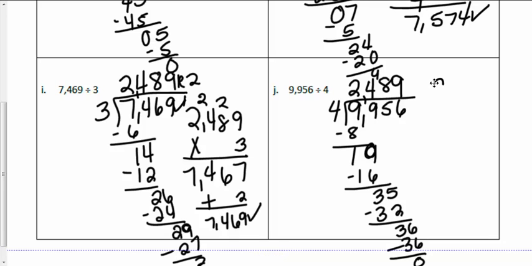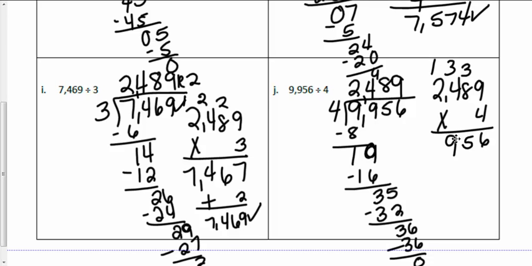Now I'm going to check 2,489 times 4. So 9 times 4 is 36. 8 times 4 is 32, plus 3, which is 35. 4 times 4 is 16, plus 3 is 19. 2 times 4 is 8, plus 1 is 9. I get 9,956. So my answers do check. Okay, I got one more problem, then we're finished for today.